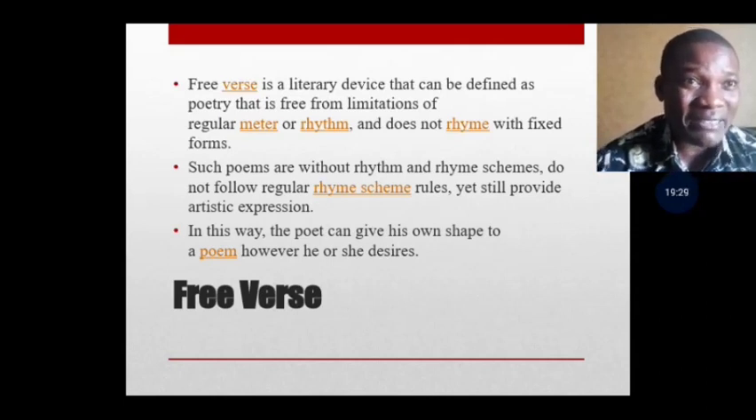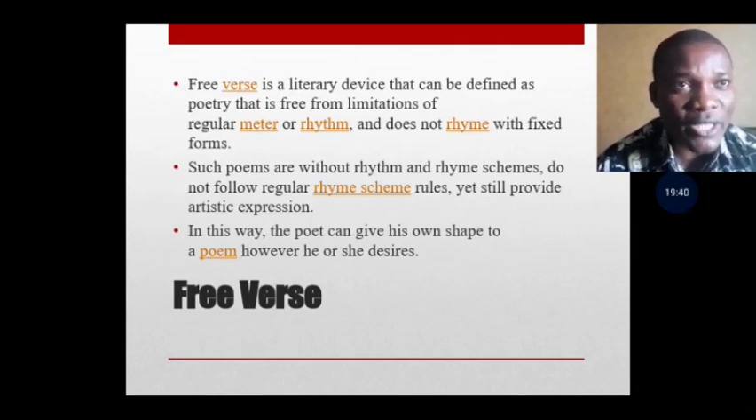So, having said this, we've come to the end of our lecture today. Hopefully, when we meet again, we'll look at some elements of poetry, some basic terms you should consider if you are going to write a poem.